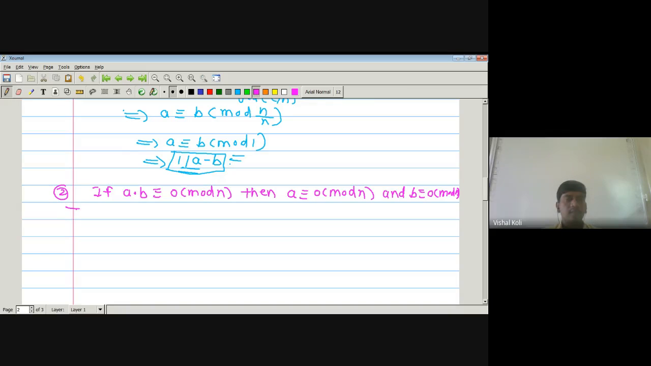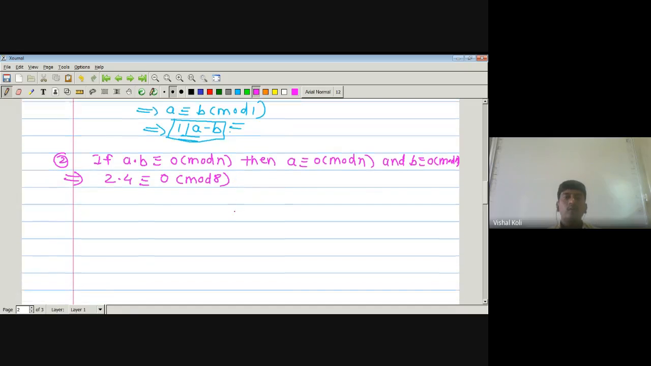We will prove this by taking a counter example. Suppose 2 into 4 is congruent to which number modulo 8? 2 into 4 is 8. 8 is congruent to 0 modulo 8. Now we have to check. Here we get a into b is congruent to 0 modulo n. That is 2 into 4 is congruent to 0 modulo 8, where a is 2, b is 4 and n is 8.